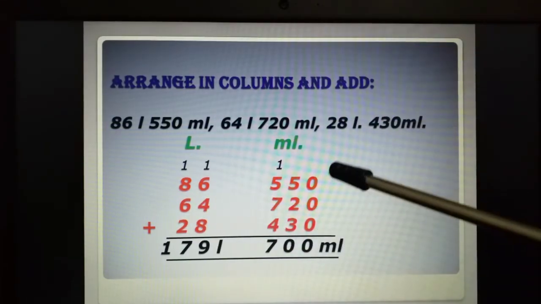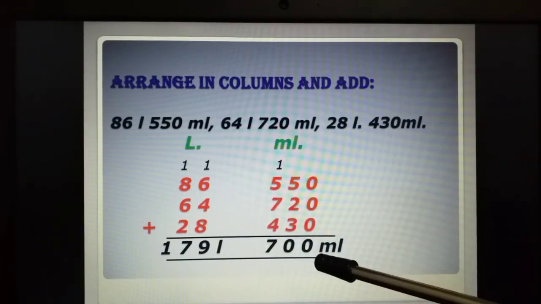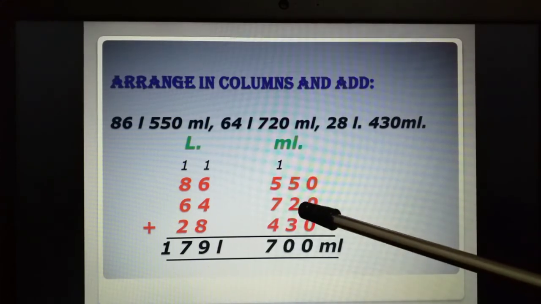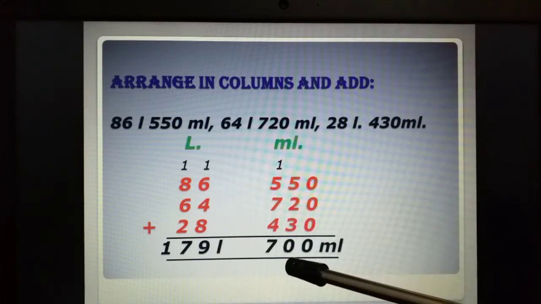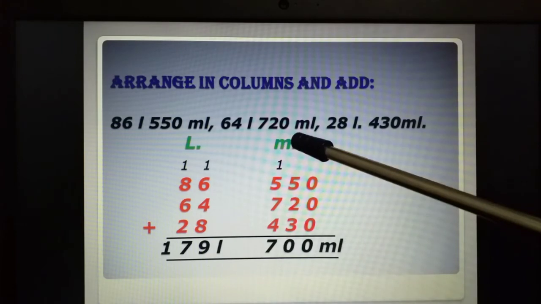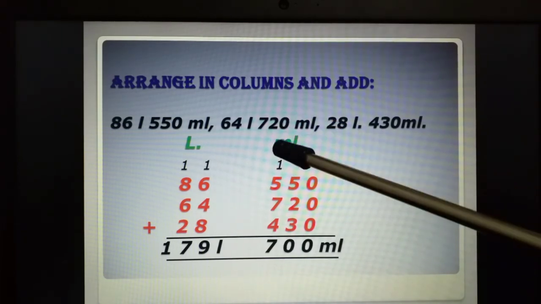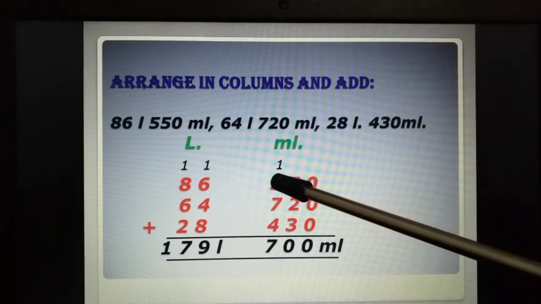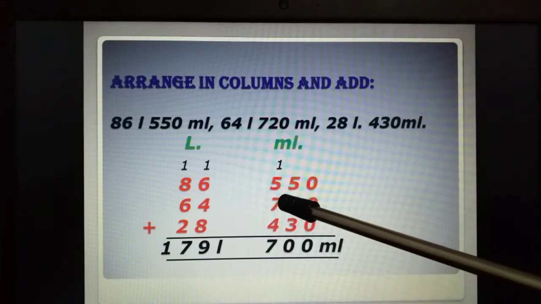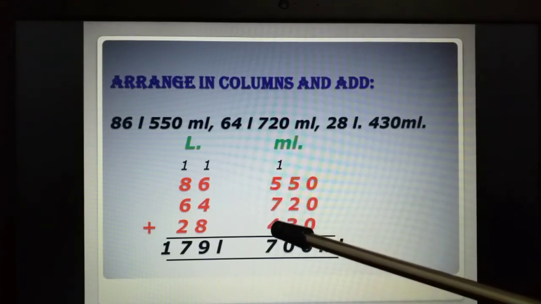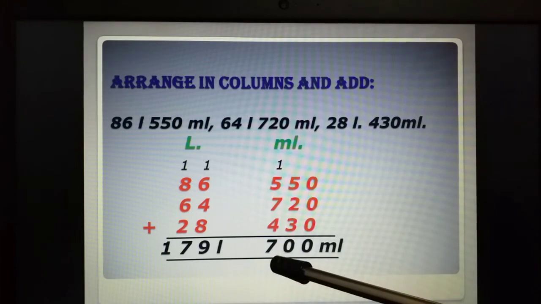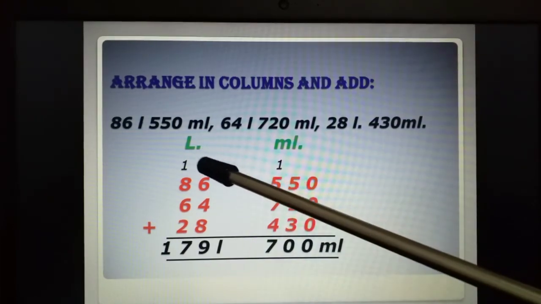Then we will add. 0 plus 0 plus 0 is equal to 0. 5 plus 2 is equal to 7. 7 plus 3 is equal to 10. So 0 will be here and 1 will be carried over. Now 1 plus 5, 6. 6 plus 7, 13. 13 plus 4, 17. So 7 will be here and 1 will be carried over.